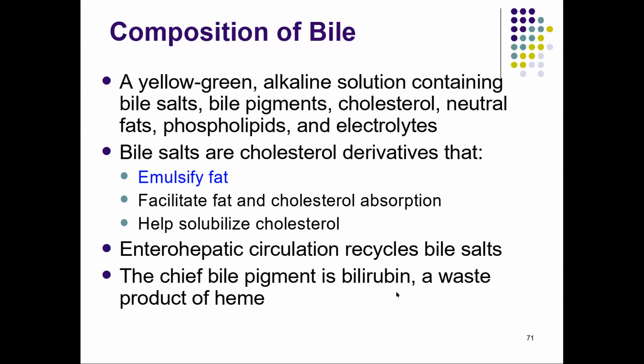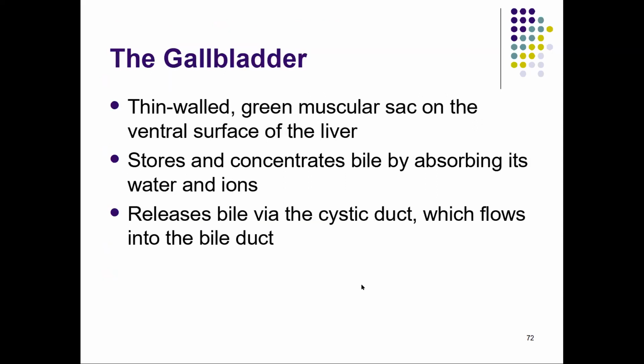Now, the gallbladder, of course, once again, as you know, does not make bile. It only stores it. The liver makes the bile, right? So it's a thin-walled green muscular sac on the ventral surface of the liver. And you all know what ventral means. And it stores and concentrates bile by absorbing water and ions.